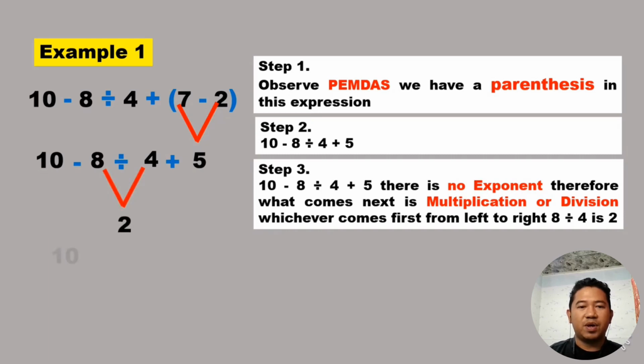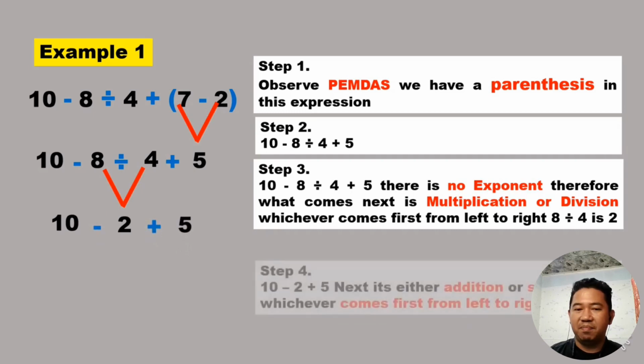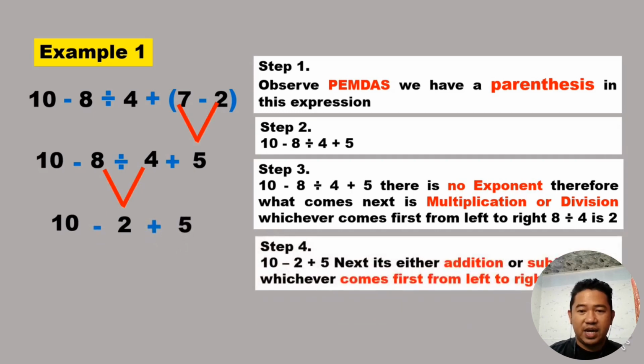Then, what are we going to do next? So bring down 10. Our process would be 10 minus 2 plus 5. So that's the step 4. Either addition or subtraction, whichever comes first from left to right. Very good.